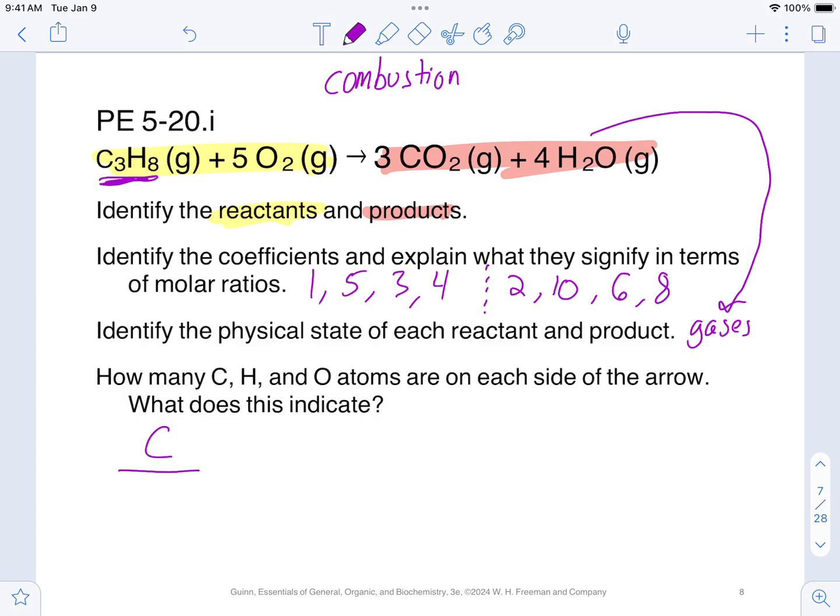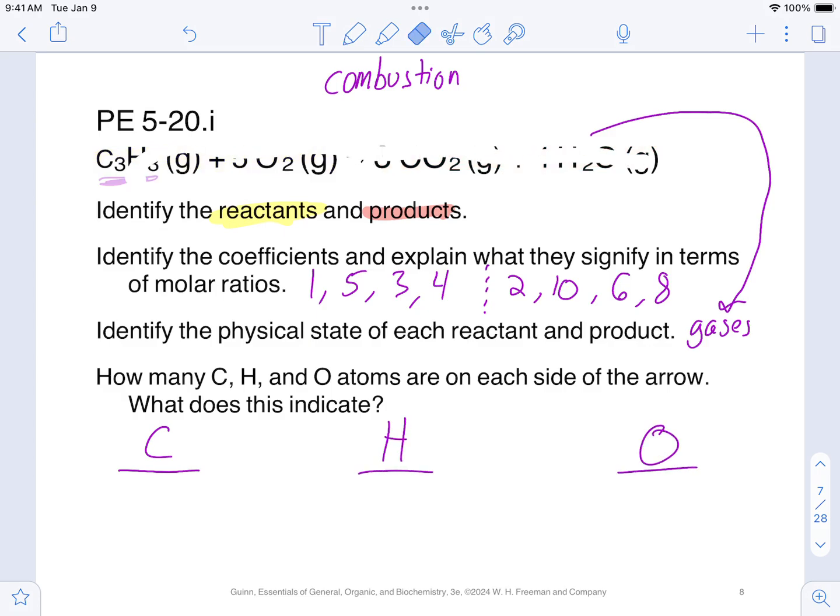So if we're looking at C, on the left side, we have 3 C's here. On the right side, there's a little 1 after the here. This coefficient tells you to multiply your subscripts by that number. So we are actually doing 3 times 1 there, which would be 3. So on the left and the right, we have 3 on both sides.